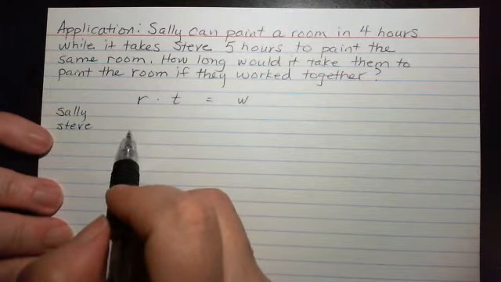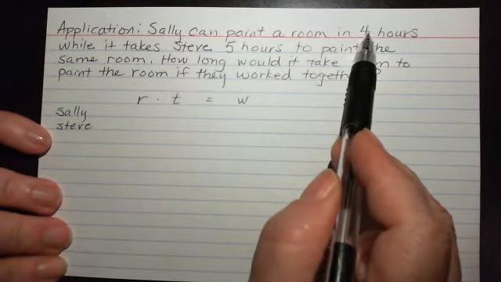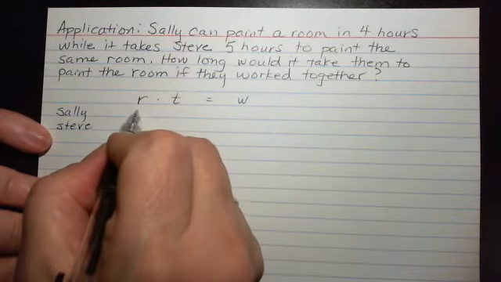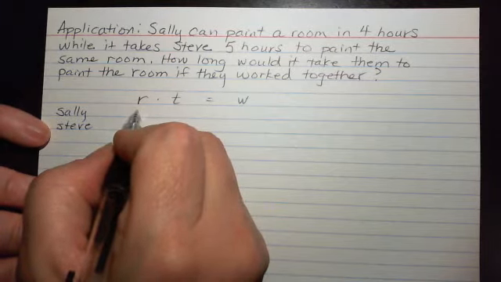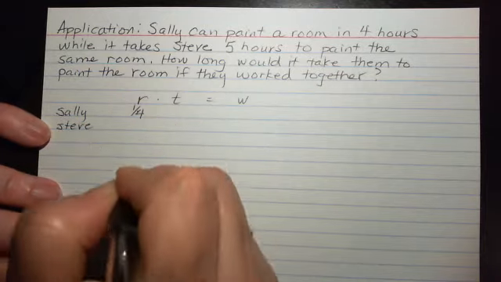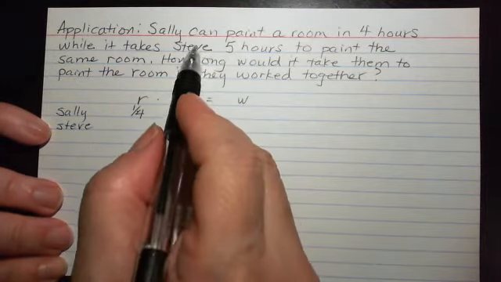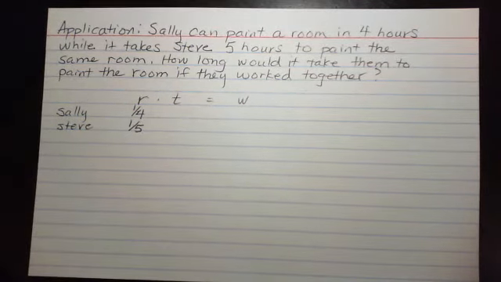And then we discussed in class how to figure out their rate. If Sally can paint the entire room in 4 hours, what is her rate of job per hour? Well, in 1 hour, she could paint 1/4 of the room. It takes her 4 hours to paint the whole room. After 1 hour, she's only painted 1/4 of the room. Steve takes 5 hours, so after 1 hour, he's only painted 1/5 of the room. So Sally's rate is 1/4 room per hour, or 1/4 job per hour, and Steve's rate is 1/5 job per hour.